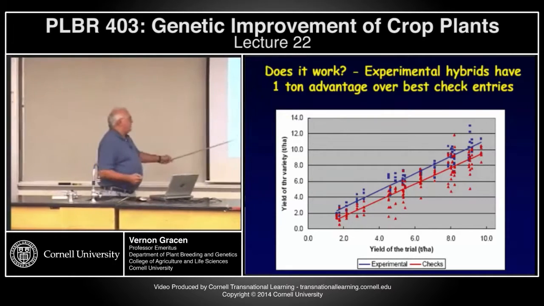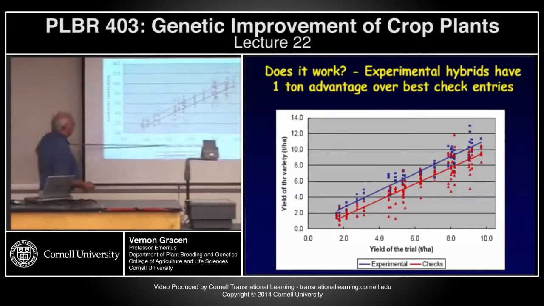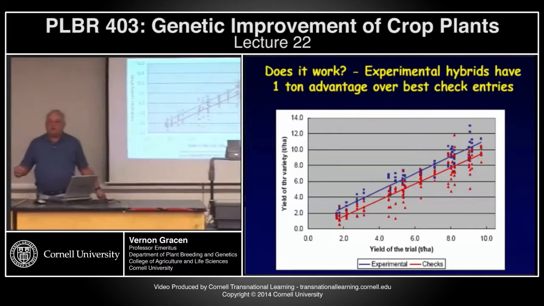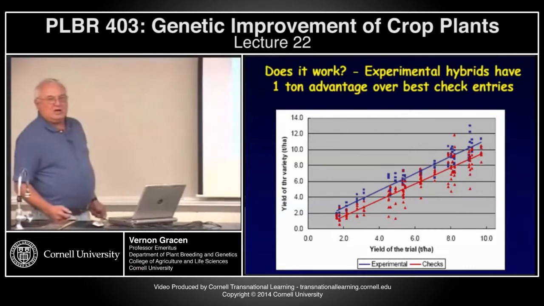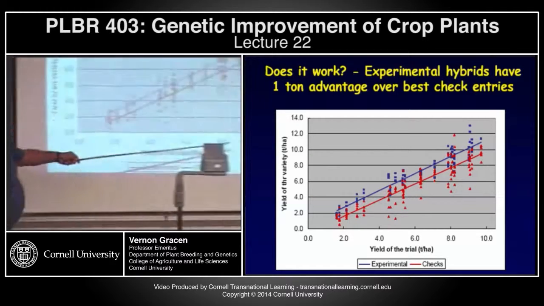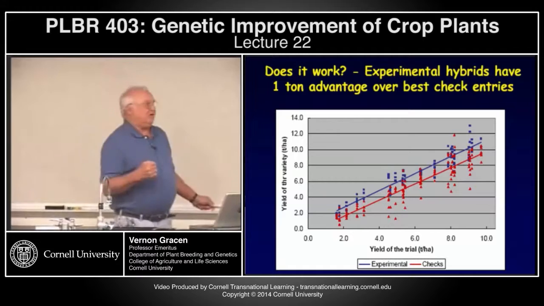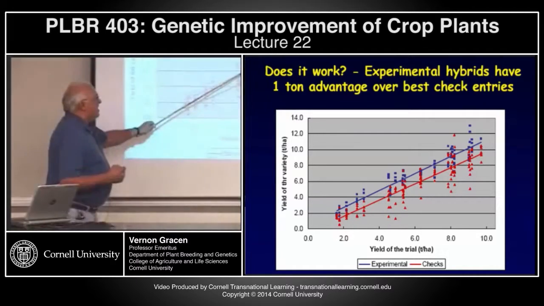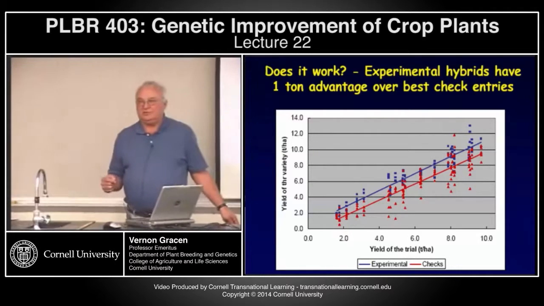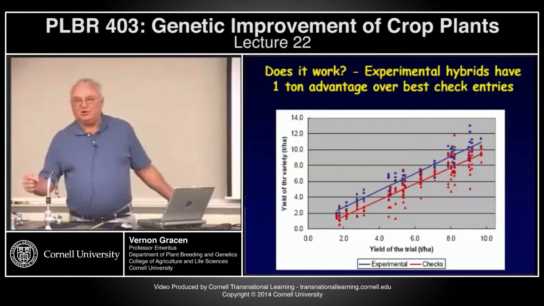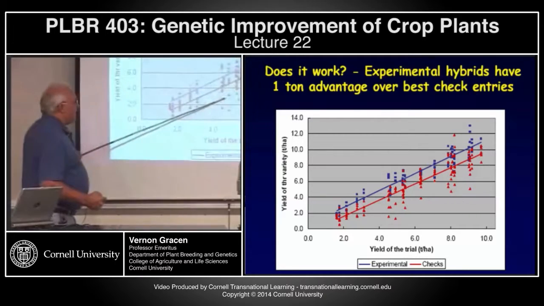So clearly there is a yield advantage over locations, but interestingly, this goes from locations that average about 2 tons per hectare to locations that average about 9 tons per hectare. So as the productivity of the location increases due to better management or lower stress conditions, the yield of both of these varieties increases.